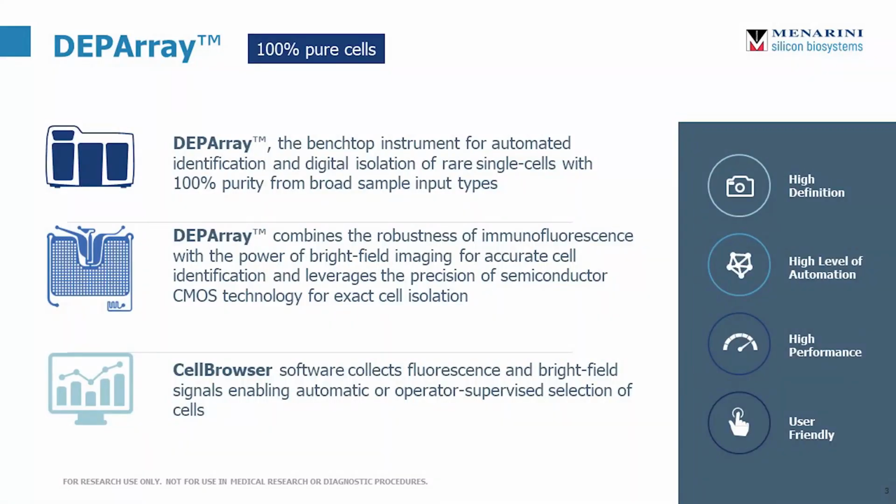So what is the DEPArray? The DEPArray is a benchtop digital cell sorter designed to isolate rare single and pooled cells with 100% purity. It does this by combining immunofluorescent identification and bright field microscopy to identify cells, and then uses precision semiconductors and dielectrophoresis to isolate and move those cells for recovery.